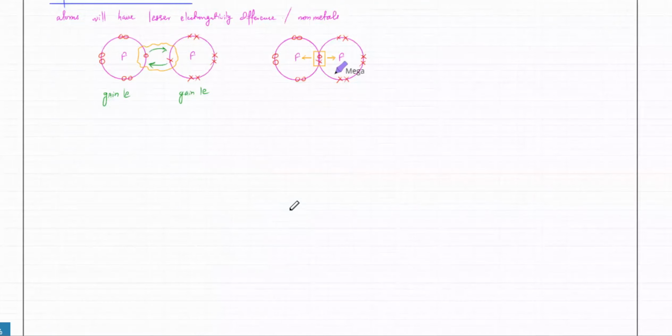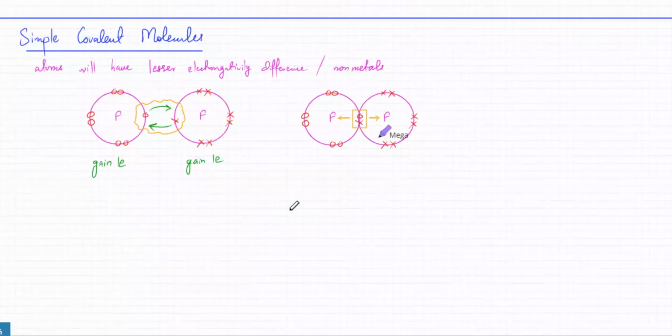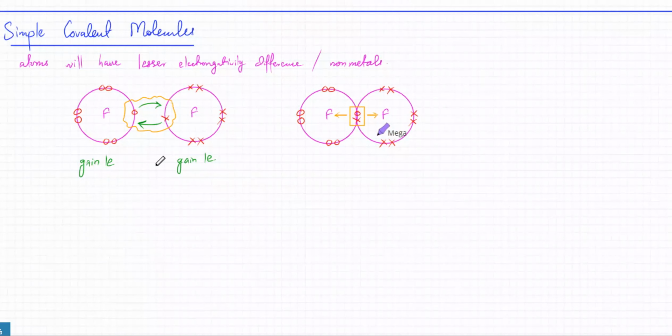The other type of chemical bond is when you have two atoms and they don't have a difference in electronegativity, or the amount of electronegativity is very similar. So they're trying to gain those electrons, but with equal force. One is trying to pull over here, the other one is trying to pull over here. So the end result is that the electrons would be right in the middle. So these are known as simple covalent molecules.